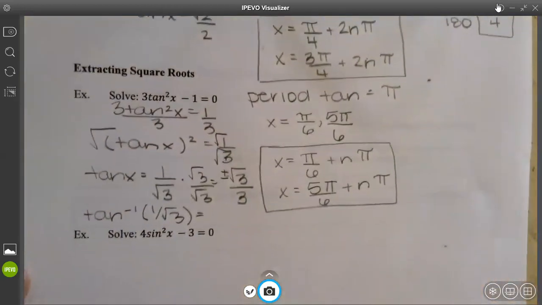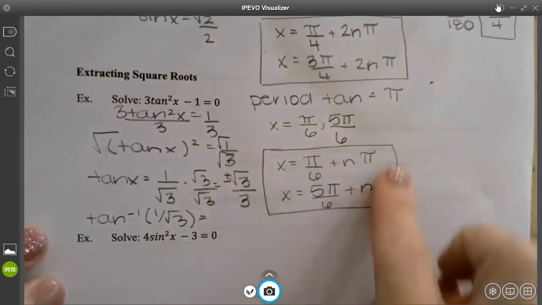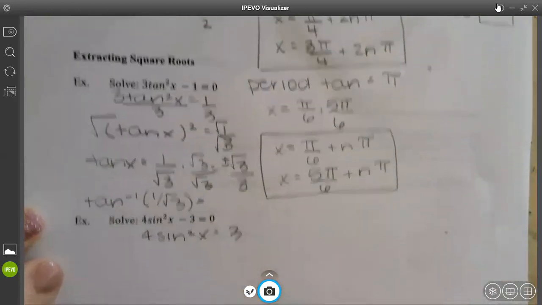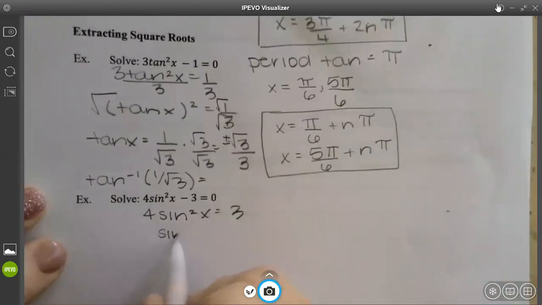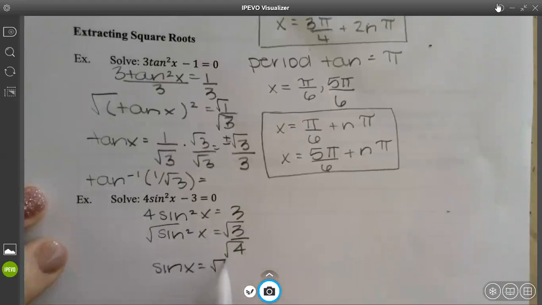All right, solve 4 sine squared x minus 3 = 0. What do I do? We're back to sine. So what is our period for sine? 2π. So over here where it says πn, we're going to change it back to 2πn. So how do I solve this? So I get 4 sine squared x. We're going to add 3. So sine squared x equals 3/4. Square root both. We get sine x equals square root of 3/2.